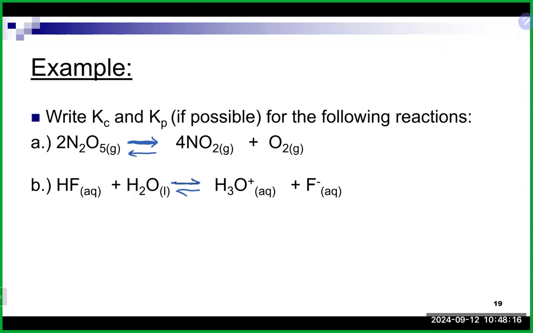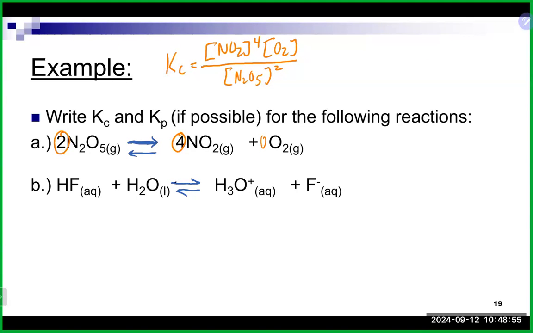All right, so let's take a look at the first one here. So we'll start with our Kc. So again, it's going to be products over reactants. So that would be the concentration of NO2. Again, we do need to take it to the fourth power because of the coefficient. That would be times our O2. Again, its coefficient is 1, so we don't have to put anything. That's all of our products. We'll divide it by our reactants, which is the concentration of N2O5, we also again need to square it because of the coefficient there. So that would be our Kc expression. Any questions on that one there?